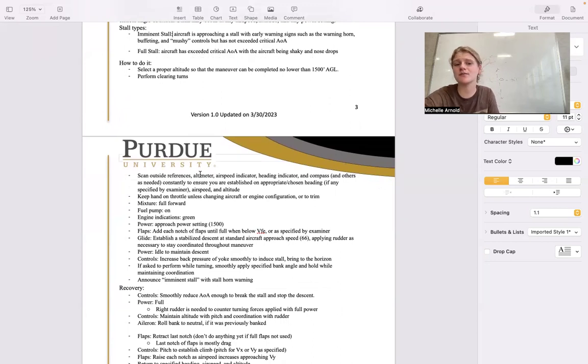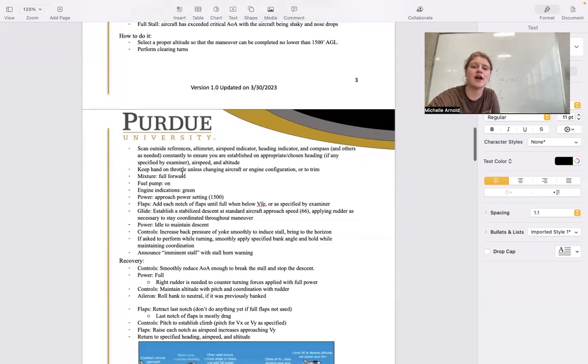First you want to select a proper altitude for the maneuver. With a power off stall, you are simulating a landing, so you might lose a little bit of altitude. So it's important to do this at a high enough altitude that you will be able to recover. So no lower than 1500 AGL. I would normally do it at least 2500 AGL, but that is up to you. And then perform clearing turns like you do for any maneuver, two 90-degree turns or a 180-degree turn.